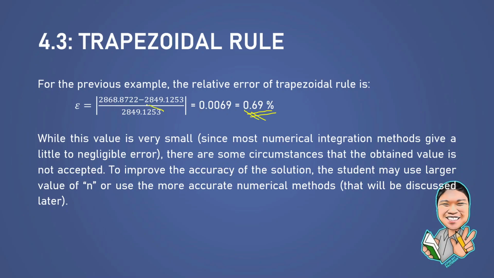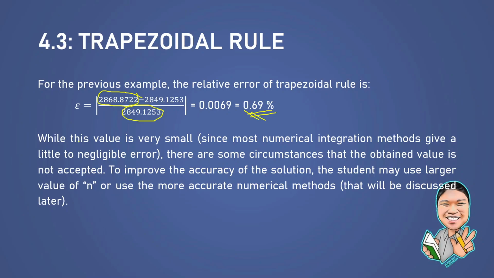Yung actual answer is 2,849. Yung na-compute nyo is 2,868. That is around ilan yan? Di pa nga nag-20. Over 2,000 to eh, di ba? Nasa around 2,000 to mga values na to. So, 0.69% is a very good approximation na, by the way.